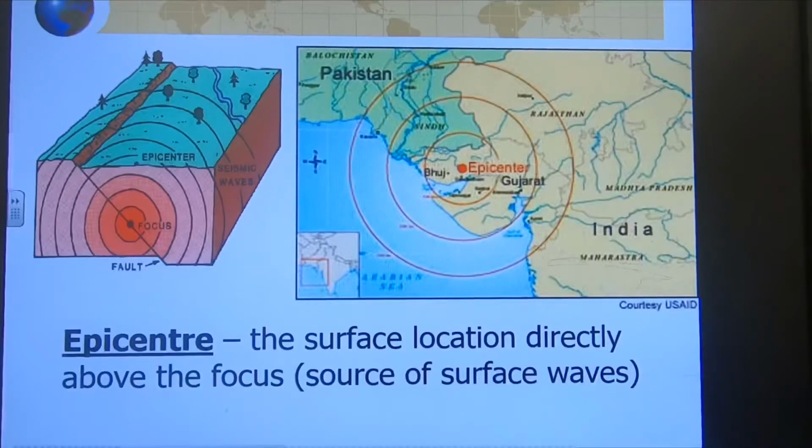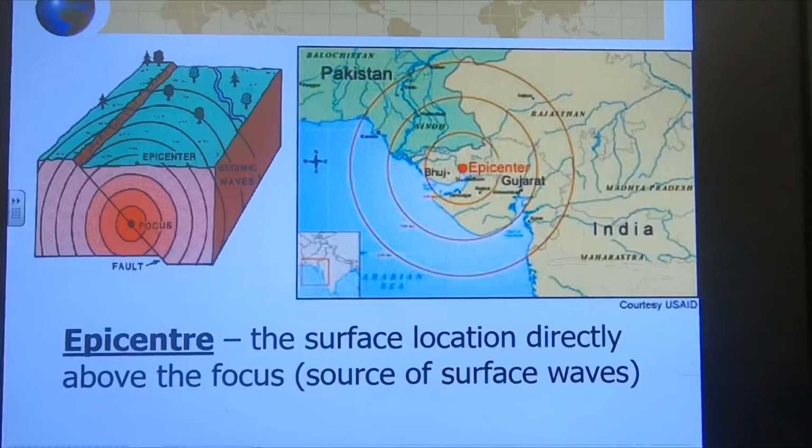You would have seen this term on the Mercalli scale worksheet. So for example, here was an earthquake that happened in India, just on the Pakistan border. This is the epicenter, but those waves radiated out very, very far from that epicenter.